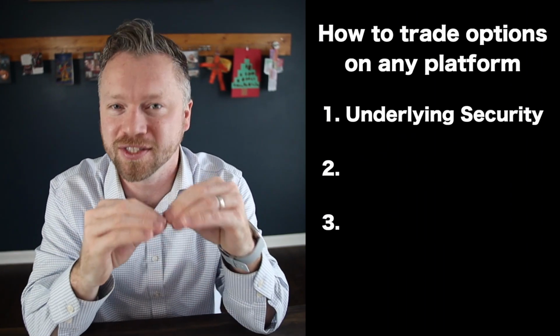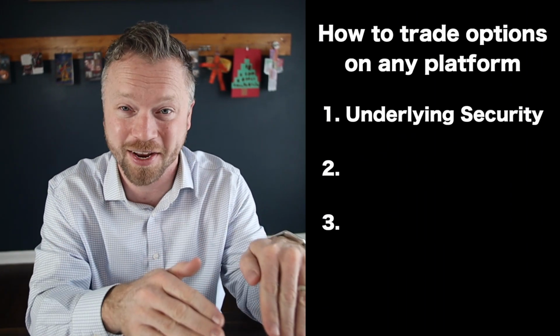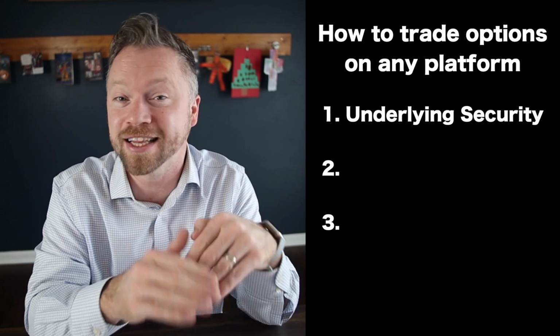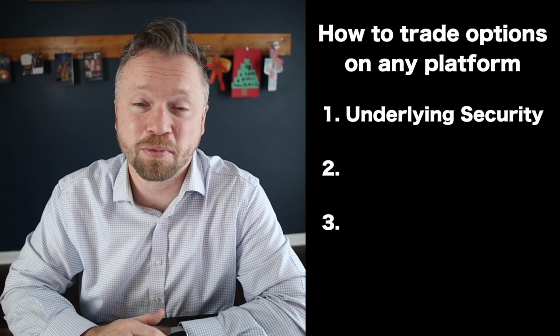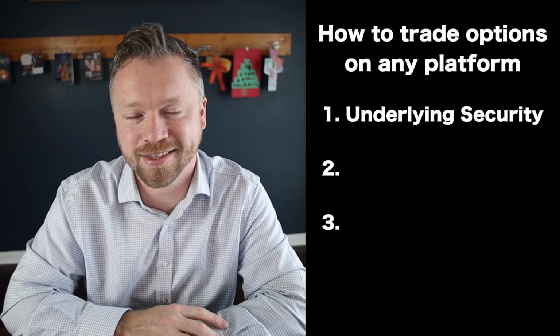And the last thing is how to find the options contract that you want. It's pretty much the same on all platforms anymore at this point. The first thing you have to choose is going to be the underlying security. You have to know the stock or the ETF or whatever it is that you want to buy or sell an option on. I'm going to use the Thinkorswim platform as I walk you through how to find these options contracts.